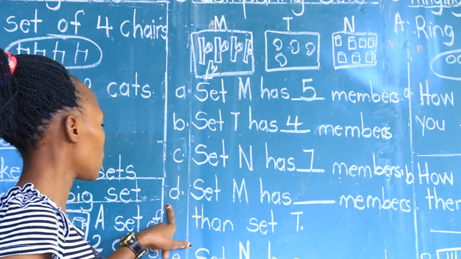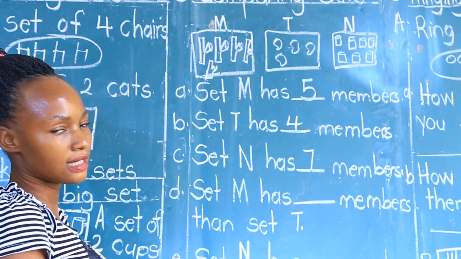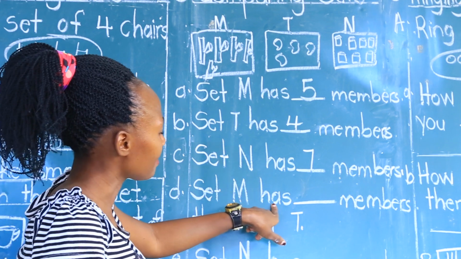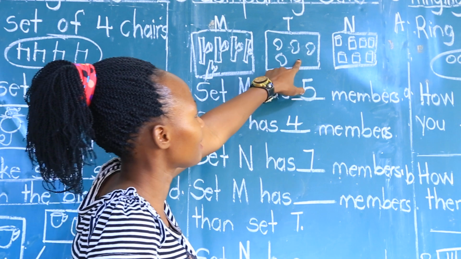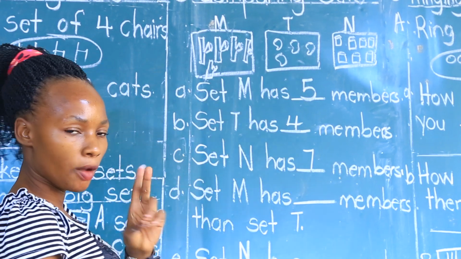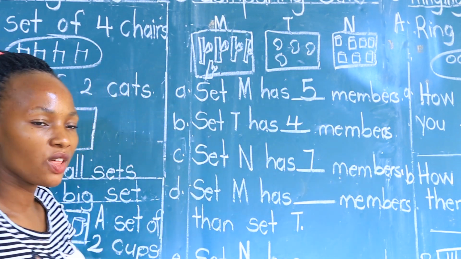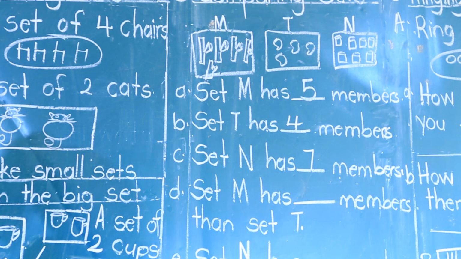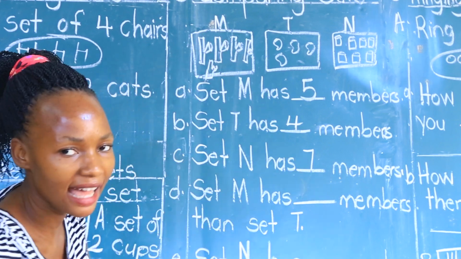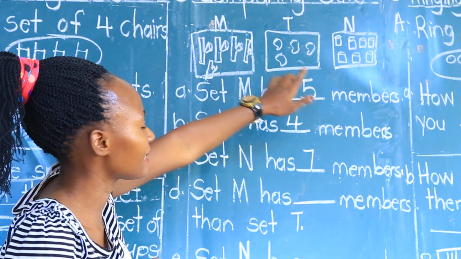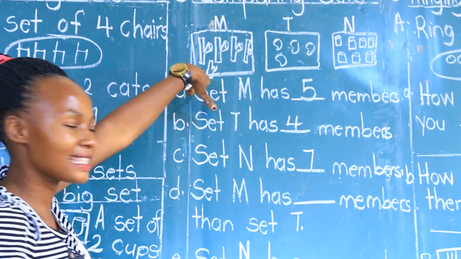Okay? Next question. Set M has dash members than set T. This is set M and this is set T. Now, we are going to compare those two sets, set M and set T. When you compare those two sets, how many more members are in set M than set T?